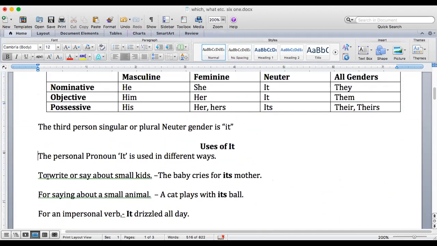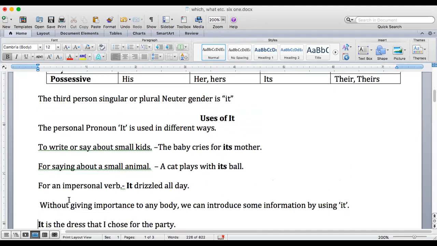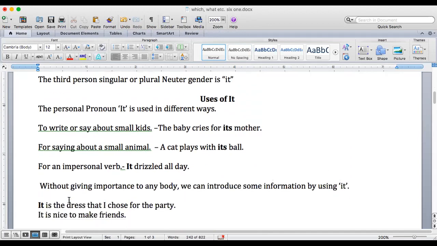Remember, we learned the third person, it. It is used to indicate something for small kids. The baby cries for its mother. The cat plays with its ball. It drizzled all day. So these are just small little things. Generally, just a simple thing. So we use it. So that's why it is used. And without giving any importance to anybody, we can introduce the information by it.